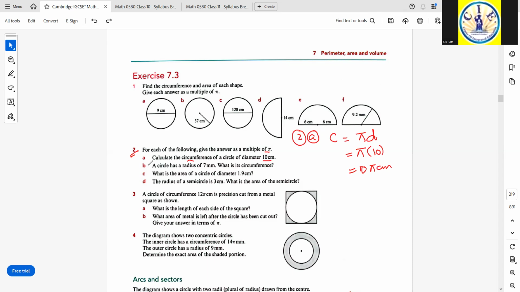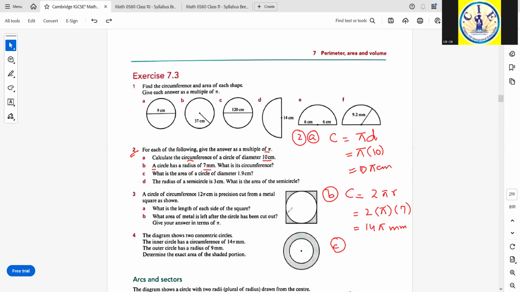Then part B. A circle has a radius of 7 millimeters. What is its circumference? Now I will be using this formula for the circumference, 2 pi r. 2 as it is, pi as it is, and for radius I need to replace the value 7. So the answer is going to be 14 pi millimeters.